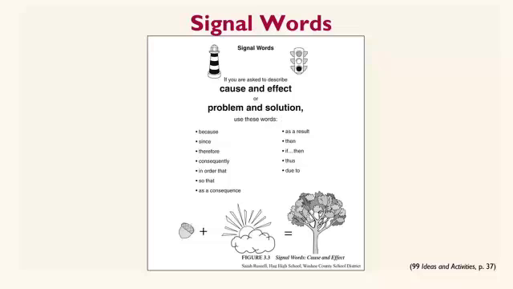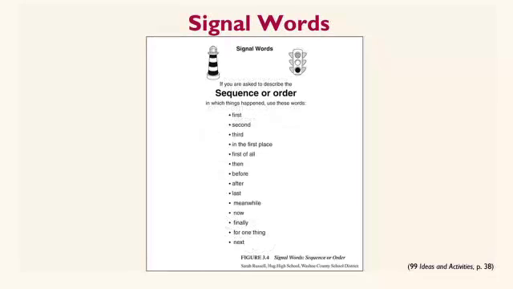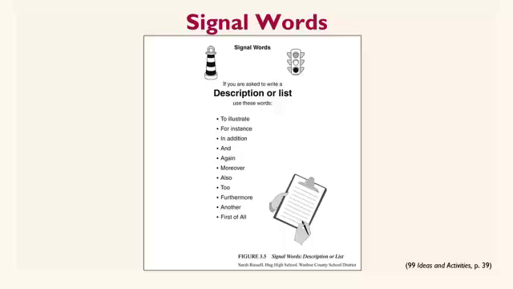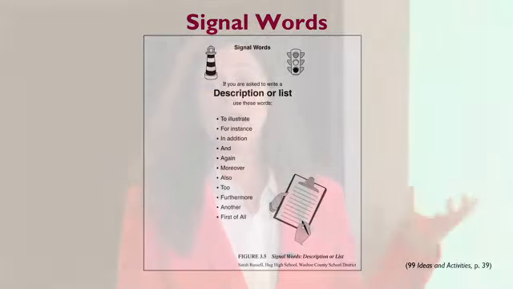She categorizes words into cause and effect and problem and solution. And here we have words like because, since, therefore. Another category Sarah created for us is sequence or order: first, second, third. Finally, Sarah gives us description or list to illustrate: for instance, in addition. And these are words that we would need before we added a list or we gave a description. So we have these lists of cross-curricular terms or words that students need to learn.